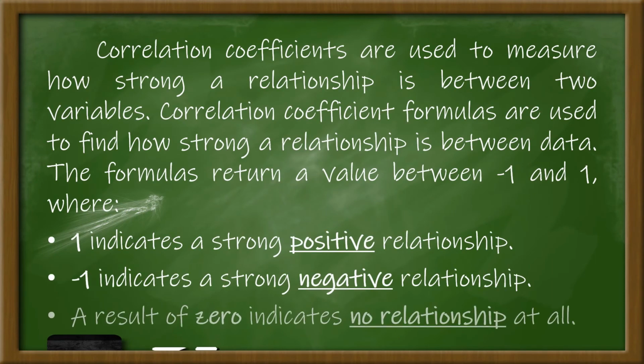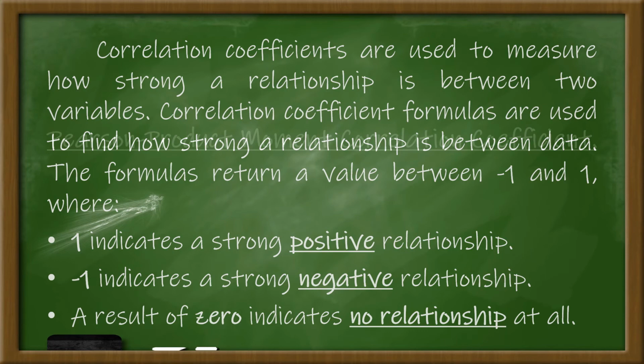Correlation coefficients are used to measure how strong a relationship is between two variables. Correlation coefficient formulas are used to find how strong a relationship is between data. The formulas return a value between negative 1 and 1, where 1 indicates a strong positive relation, negative 1 indicates a strong negative relation, and a result of 0 indicates no relationship at all.